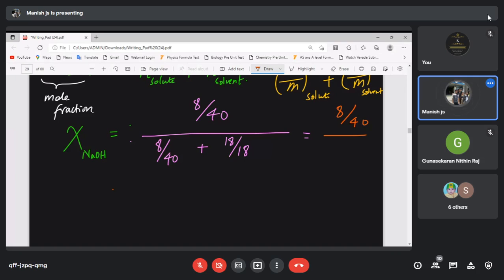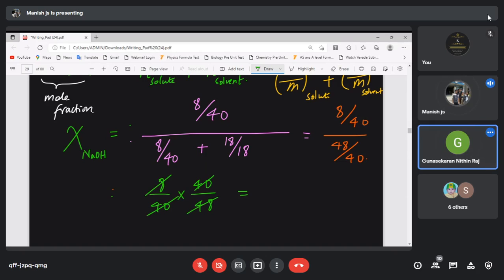8 plus 40, 48, right? 48 by 40, yeah? This is what you get. Just check it. Okay. Now go for a reciprocal. So 8 by 40 into 40 by 48. 40, 40 cancel. After that we can cancel 8 and 48, right? 6 table it is going. 8 ones are 8. 8 sixes are 48. So 1 by 6. 1 upon 6 I am getting. How much is that? 1 upon 6.